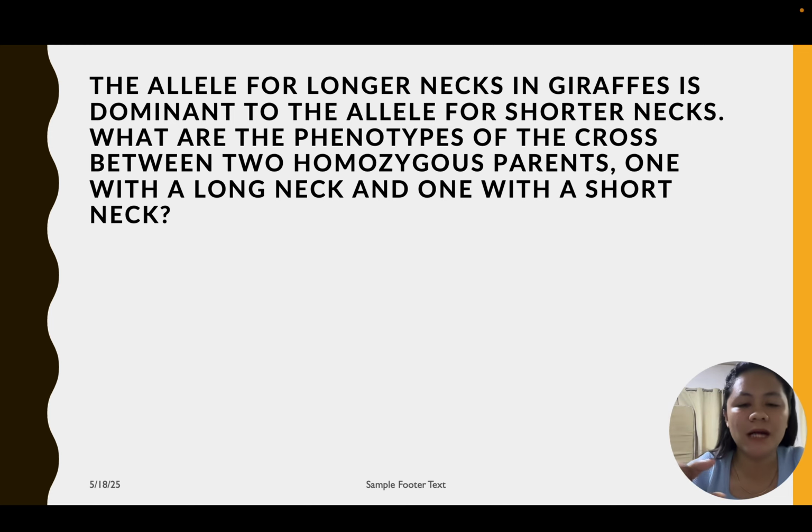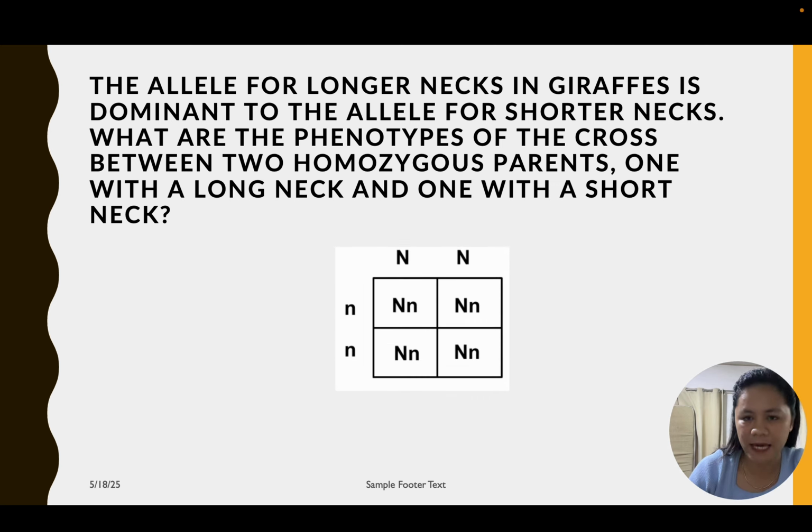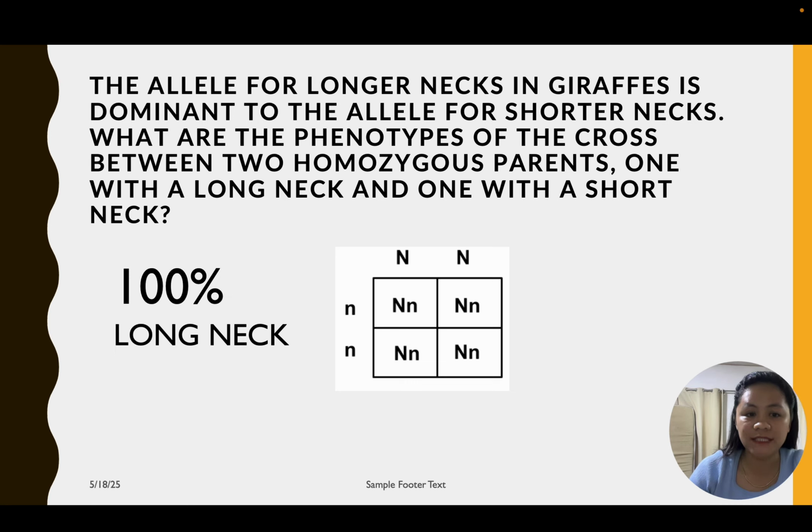So, analyzing the question, gumamit ng homozygous parent. But on the later part of the question, long neck yung isa, meaning big letter N yun lahat. And yung isa naman is short neck. Yung isang parent is short neck. Kasi nga, homozygous parents. So, it would look like this. Yan. So, based on the question, what are the phenotypes of the cross between the two homozygous parents? It's 100% long neck.